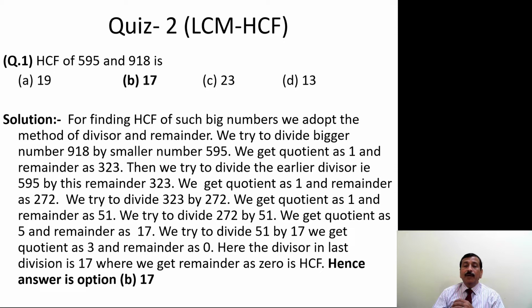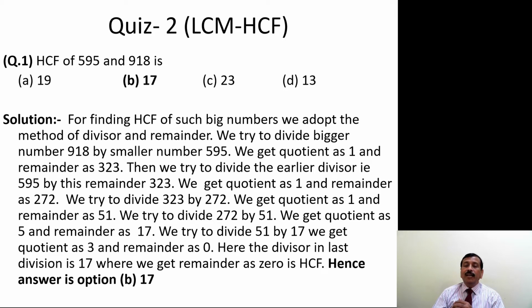We try to divide bigger number 918 by smaller number 595. It is not divisible. So it will give some quotient and remaining remainder. So we get quotient as 1 and remainder as 323. Then we try to divide earlier divisor, that is 595, by this remainder 323. We get quotient as 1 and remainder as 272.